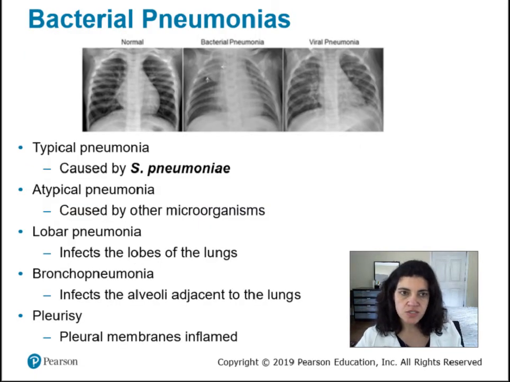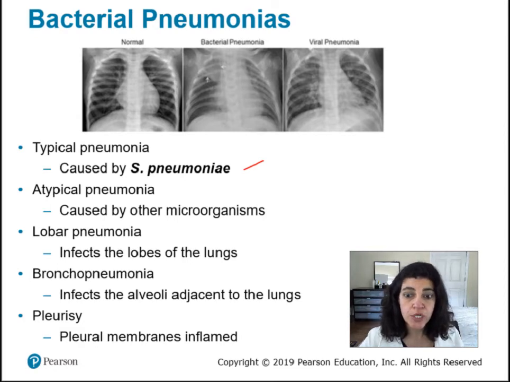All right, let's talk about bacterial pneumonias. We have typical pneumonias that are usually caused by S. pneumoniae, Streptococcus pneumoniae, what we call the pneumococcus. Atypical pneumonia are caused by other microbes. Lobar pneumonia infects the lobes of the lung. Bronchopneumonia can infect adjacent alveoli in the lung, and also affect the bronchi.